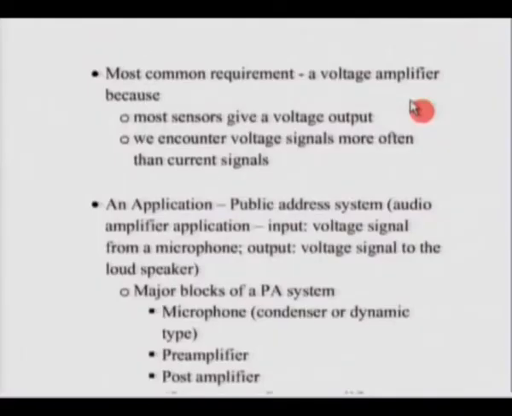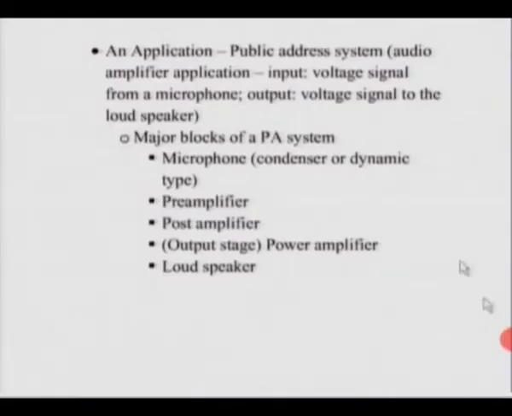Most of the time when we talk about an amplifier, we actually mean a voltage amplifier. This is because most of the time we require a voltage amplifier, and the reason is most sensors give a voltage output, and we more often come across voltage signals than current signals. However, there are applications where you might come across currents as well. Let us take an example to illustrate the requirements of an amplifier and to set the context for today's lecture.